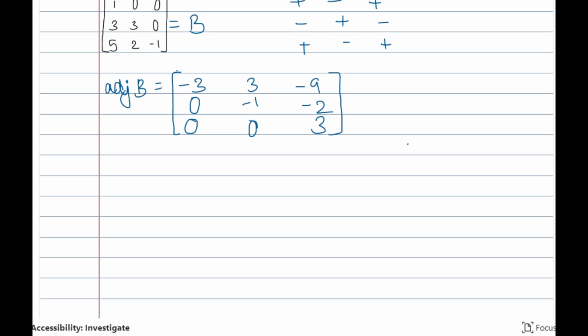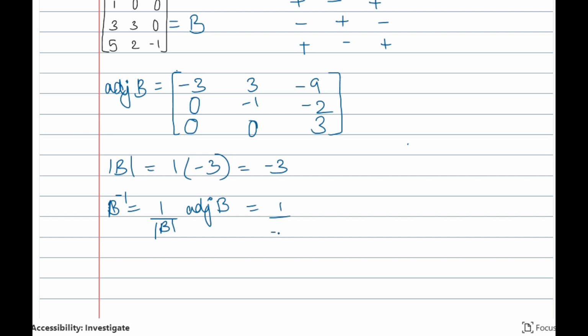Alright, found the adjoint. Time to find the determinant of b. How do you do that? 1 into whatever is the cofactor, which is minus 3. The rest are 0, so it really doesn't matter. The determinant of b is minus 3. So to find the inverse of b, what I'll do is 1 upon determinant of b into adjoint of b.